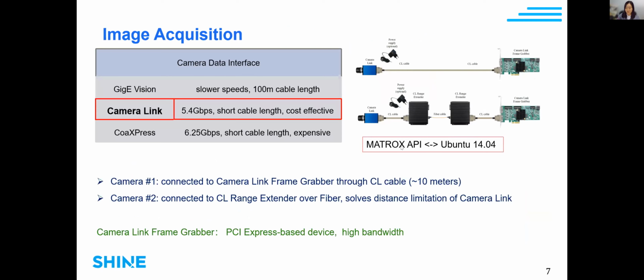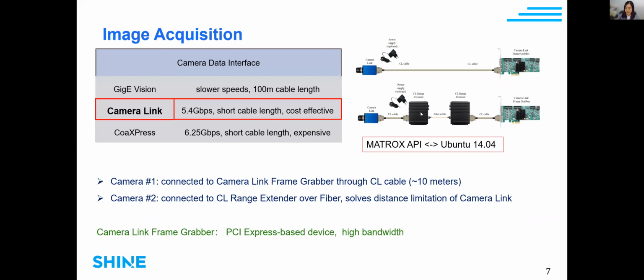First, the acquisition module. There are 3 commonly used camera interfaces as shown in this table. Taking cost and performance into consideration, we choose Camera Link and utilize a range extender to solve the distance limitation. There are 2 cameras on the system. One is directly connected to the Camera Link frame grabber. It's about 10 meters. The other is connected to a range extender or a fiber cable.